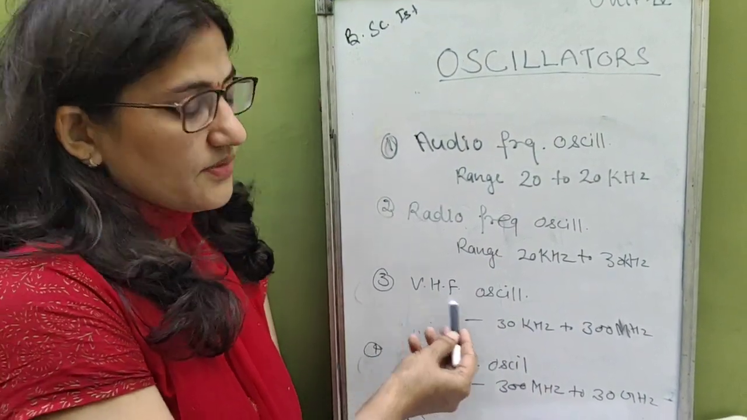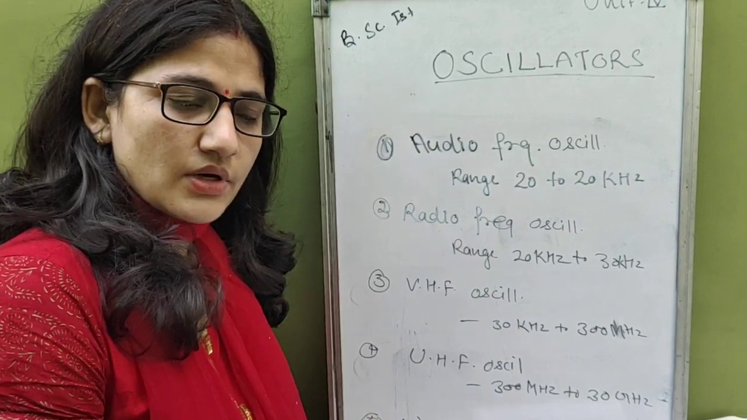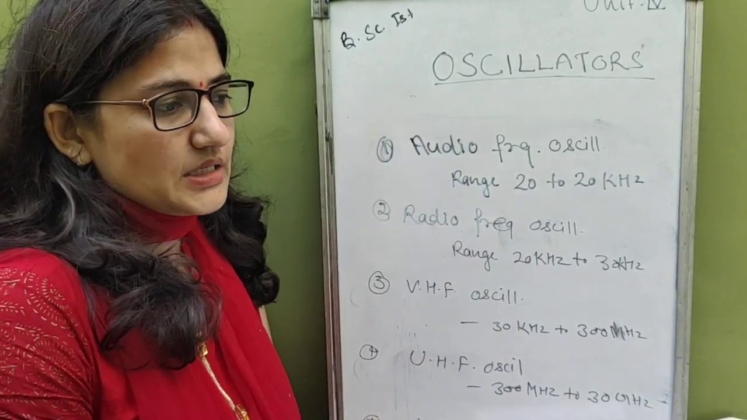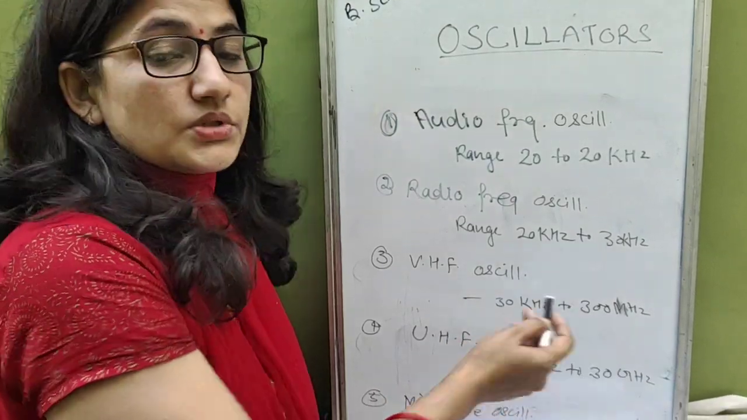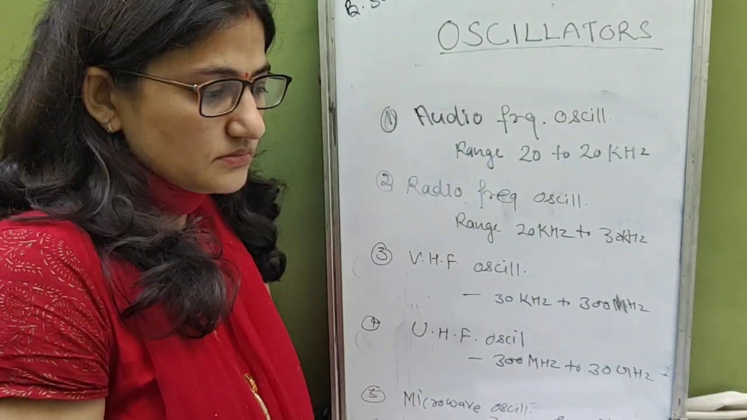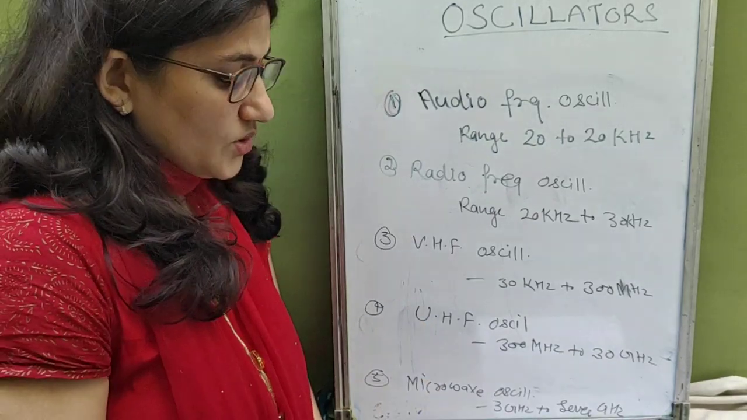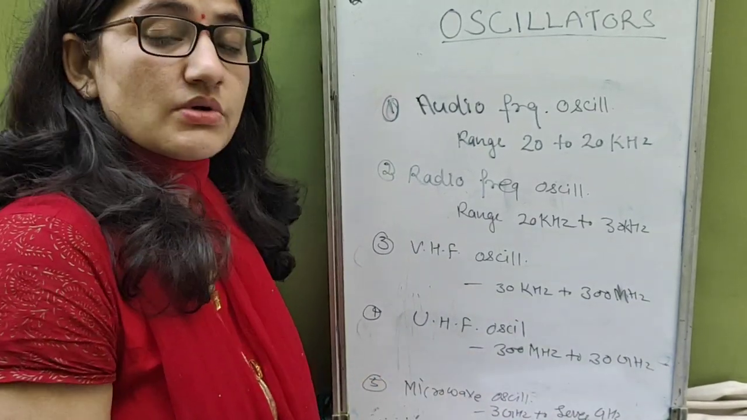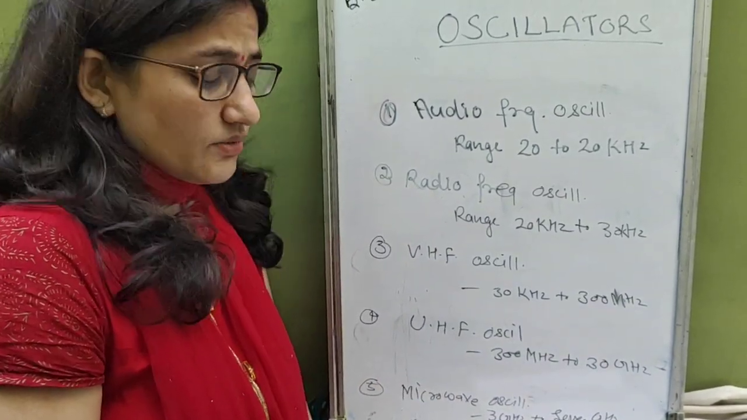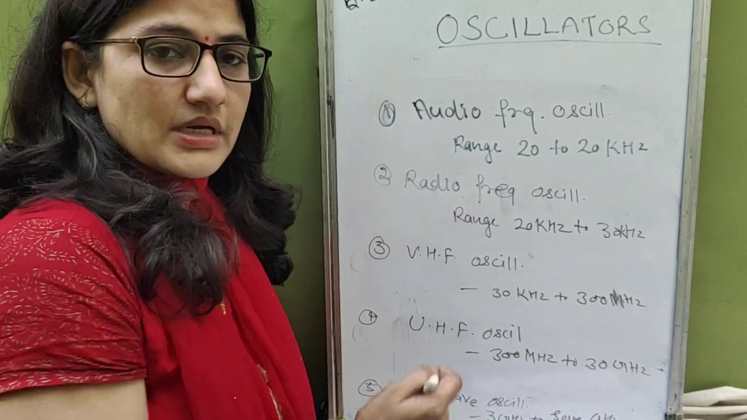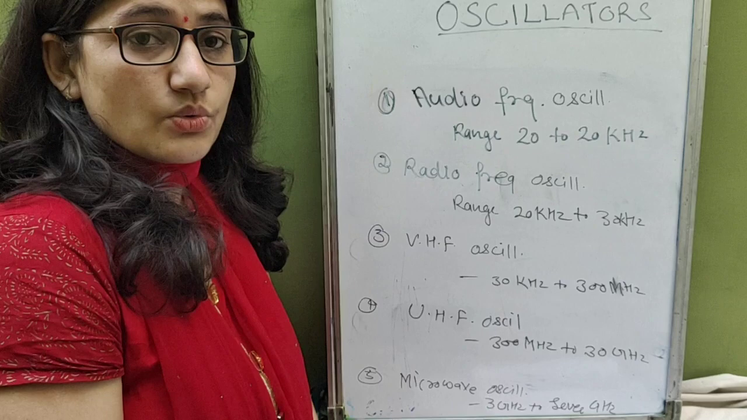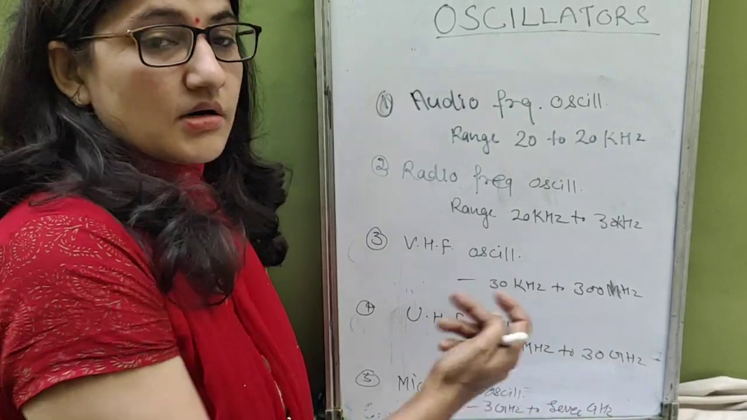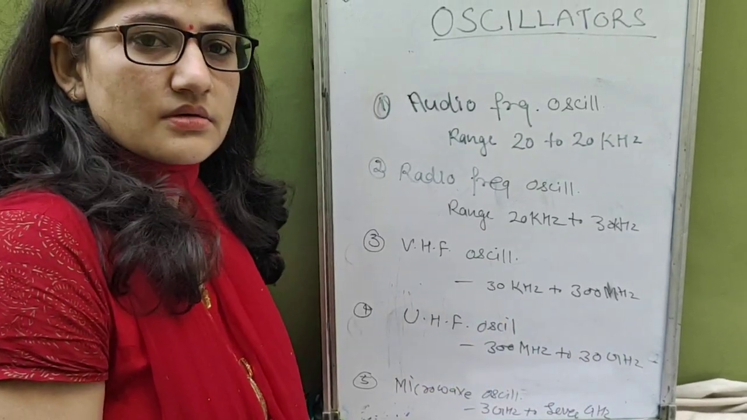Third is very high frequency oscillators. Very high frequency oscillators produce oscillation in sine form in the range of 30 kilohertz to 300 megahertz. And the fourth category is UHF, meaning ultra high frequency oscillators. These produce oscillations in the ultra high frequency range, which is 300 megahertz to 30 gigahertz.